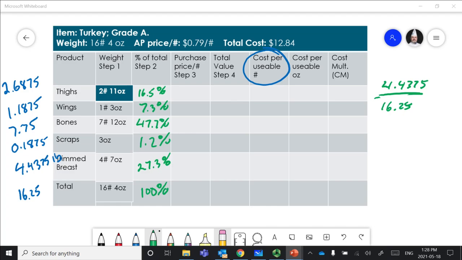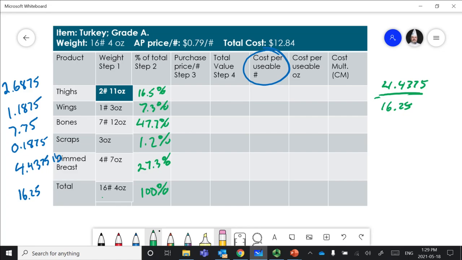So we end up with something like that. So we've gone step one, we cut up the turkey, we weighed each individual part of the turkey, and then step two, we figured out what the percentages were, and they add up to 100%. So our 16.25 pounds, or 16 pounds 4 ounces, is 100% of our turkey.